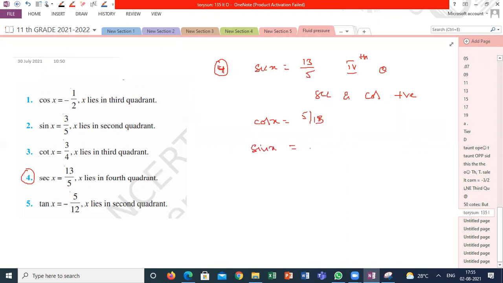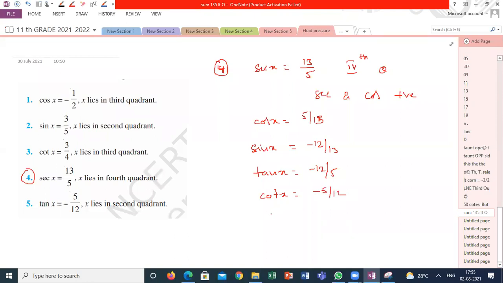Sine value is from sine square x plus cos square x equals 1. So sine value is 12 by 13, minus 12 by 13. Correct. From here tan x is sin x by cos x, which is minus 12 by 5. So cot x is 1 by tan x, so it will be minus 5 by 12.